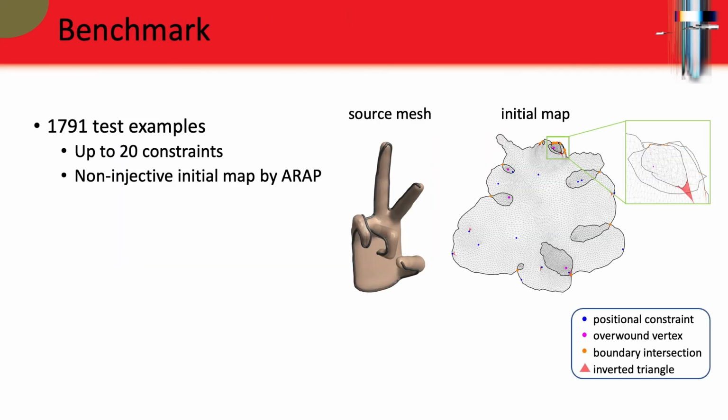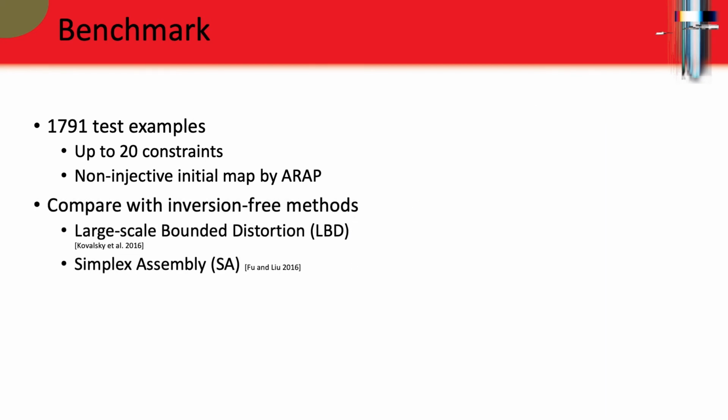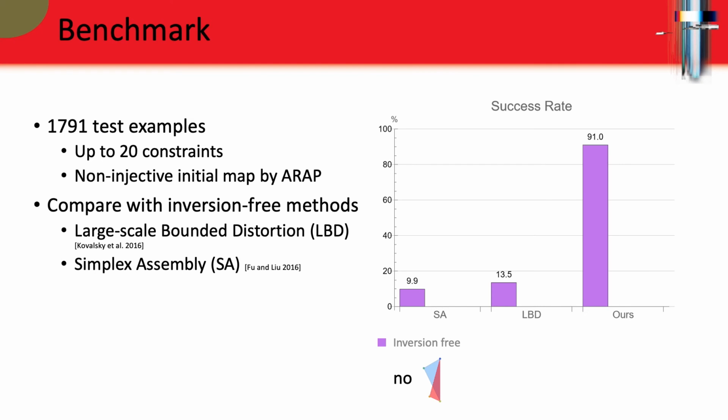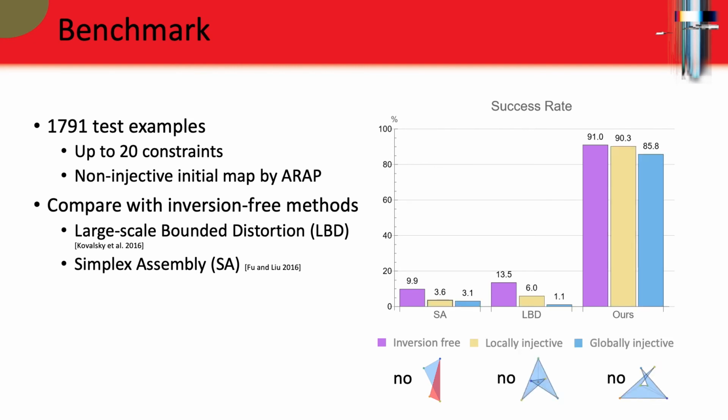We evaluate our method on a novel benchmark for constraint parameterization. The benchmark contains over 1,000 initial non-injective maps with positional constraints. Compared with two state-of-the-art methods for removing inverted triangles, our method shows a significantly higher success rate in recovering maps that are inversion-free, locally injective, or globally injective.